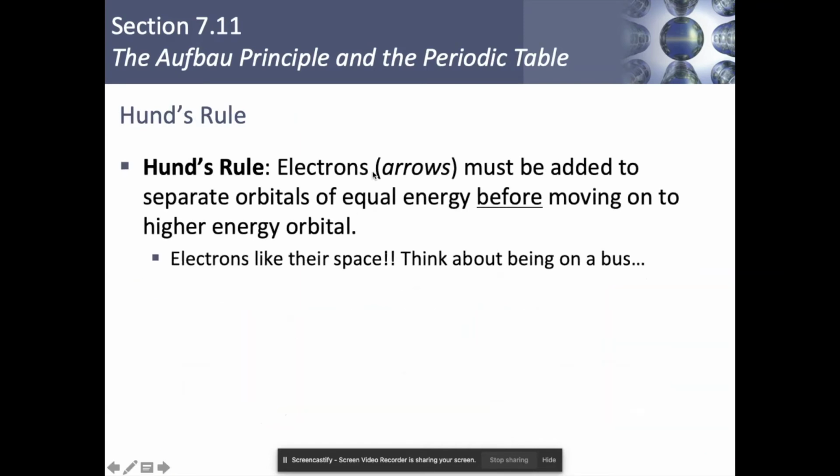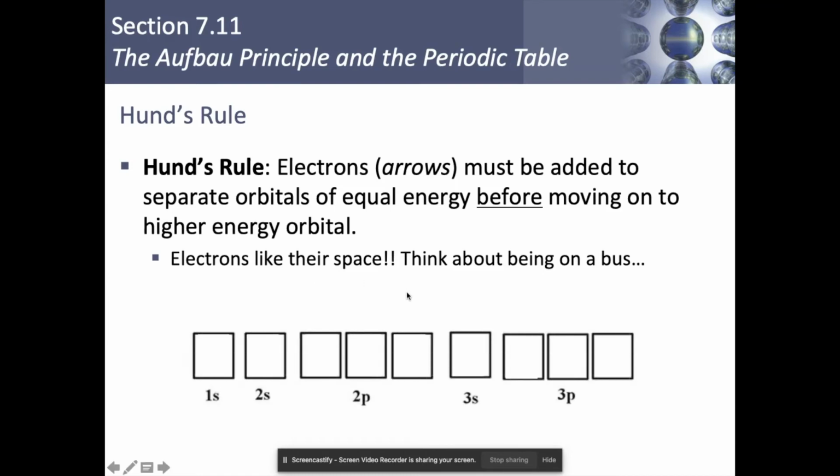Hund's rule. Hund's rule says electrons, so in our case arrows, must be added to separate orbitals of equal energy before moving on to higher energy orbitals. So the way I think of it is electrons like to take up their own space, okay? They don't want to be forced to pair up if they don't have to. And so I always think about it like if you're on a bus. So here is the way that you would fill in electrons if you're following Hund's rule.